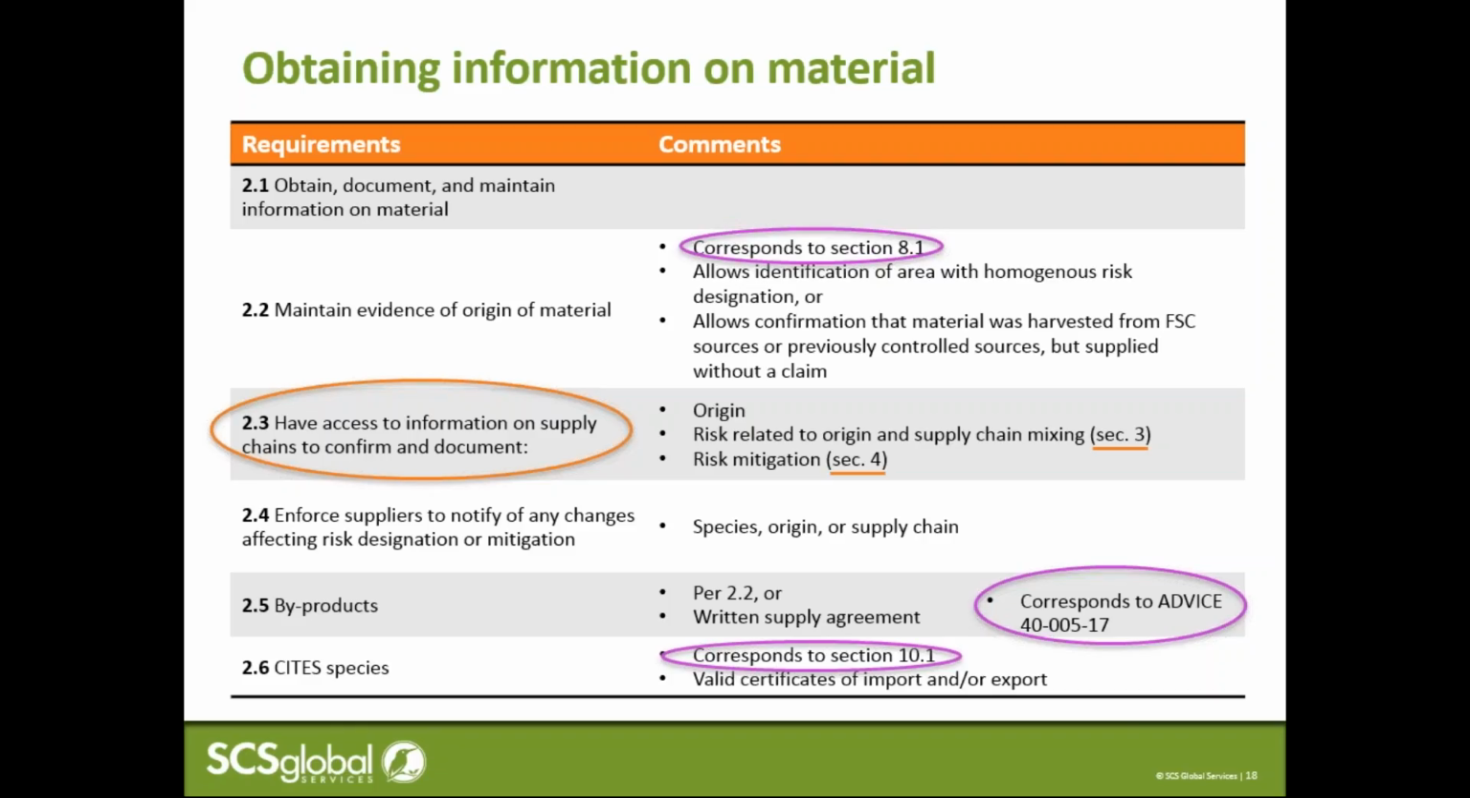While providing access to information on supply chains represents a key difference across the old and new standards, several of the requirements are already familiar to you and you should not have much difficulty demonstrating compliance.